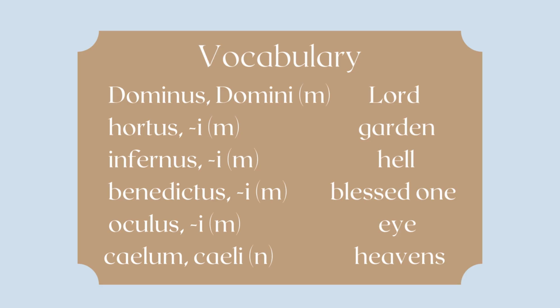Vocabulary now. The list contains 5 second declension masculine nouns. You'll notice that there's also a neuter noun, and learn it now, but we'll be talking about those neuter nouns in the next lesson. So Dominus, Domini, masculine, Lord. Hortus, Horti, masculine, garden. Infernus, Inferni, masculine, hell. Benedictus, Benedicti, masculine, blessed one. Oculus, Oculi, masculine, eye. Caelum, Caeli, neuter, heavens.